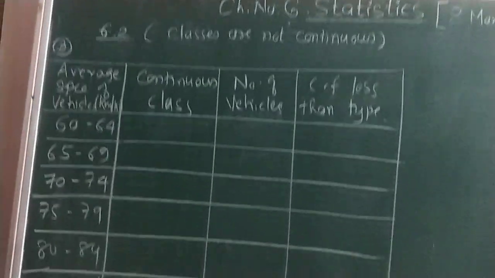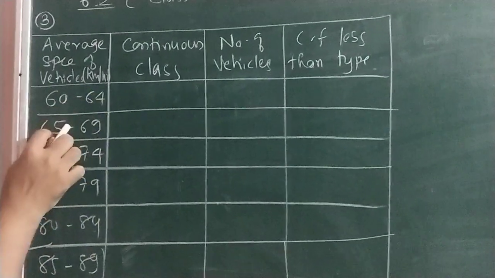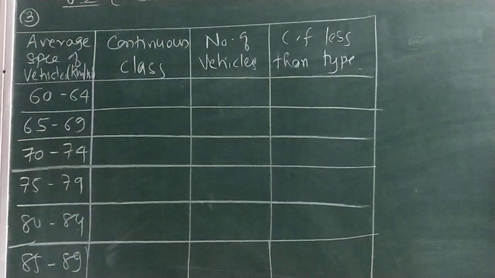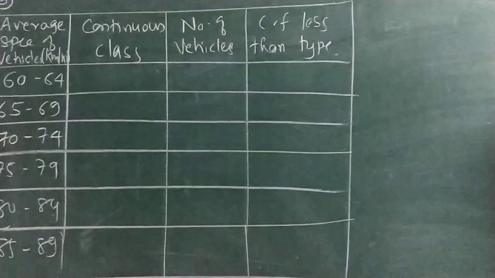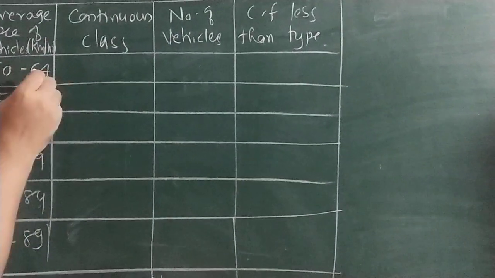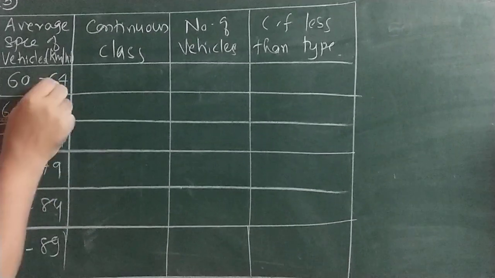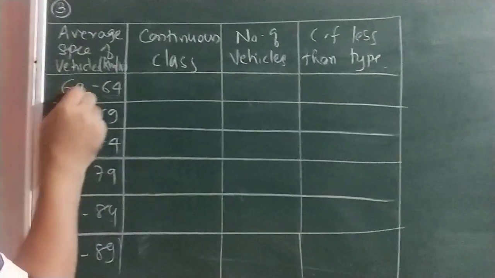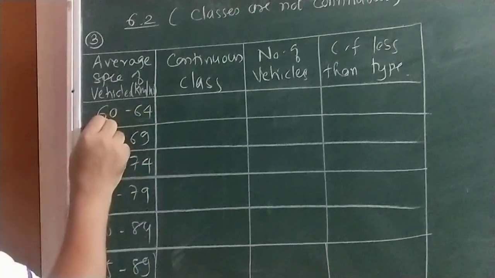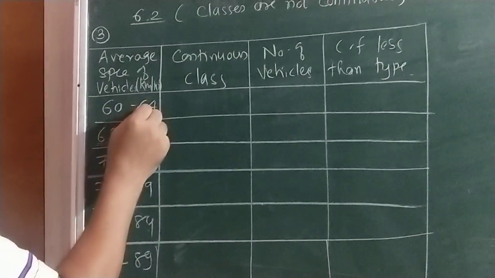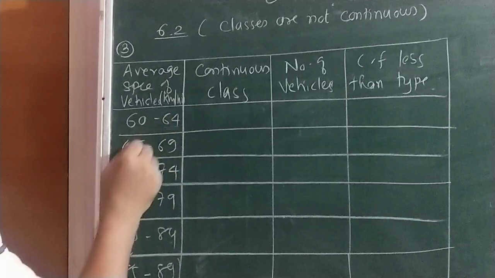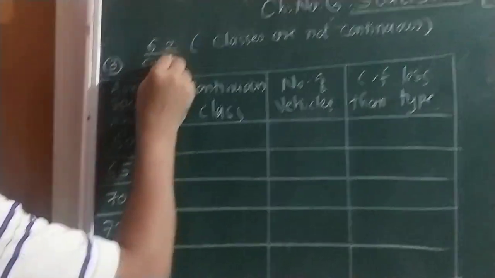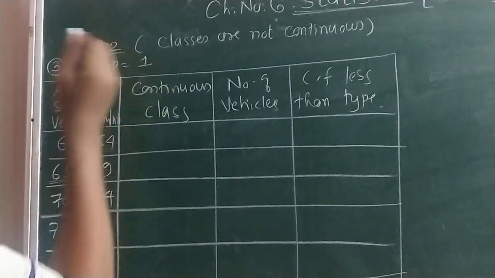Okay. So to make a continuous class, what is the procedure? Look at this procedure because the same procedure applies in mode, in the next exercise 6.3. So 64 and 65. Here it is called the upper limit. This is called the lower limit. What is the gap between these two numbers? 64 and 65. Yes, the gap is 1.